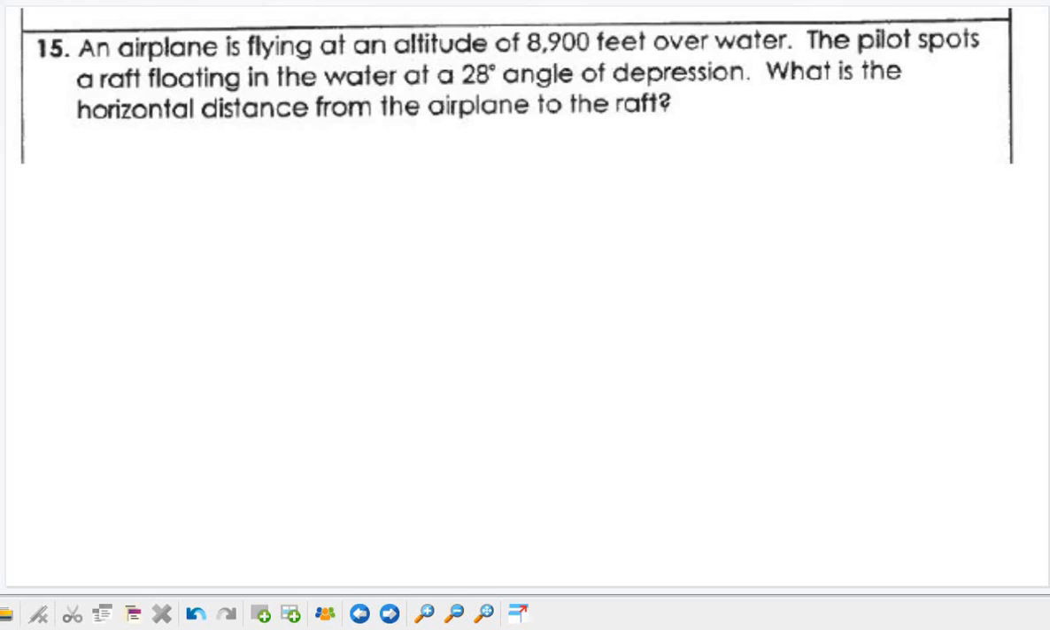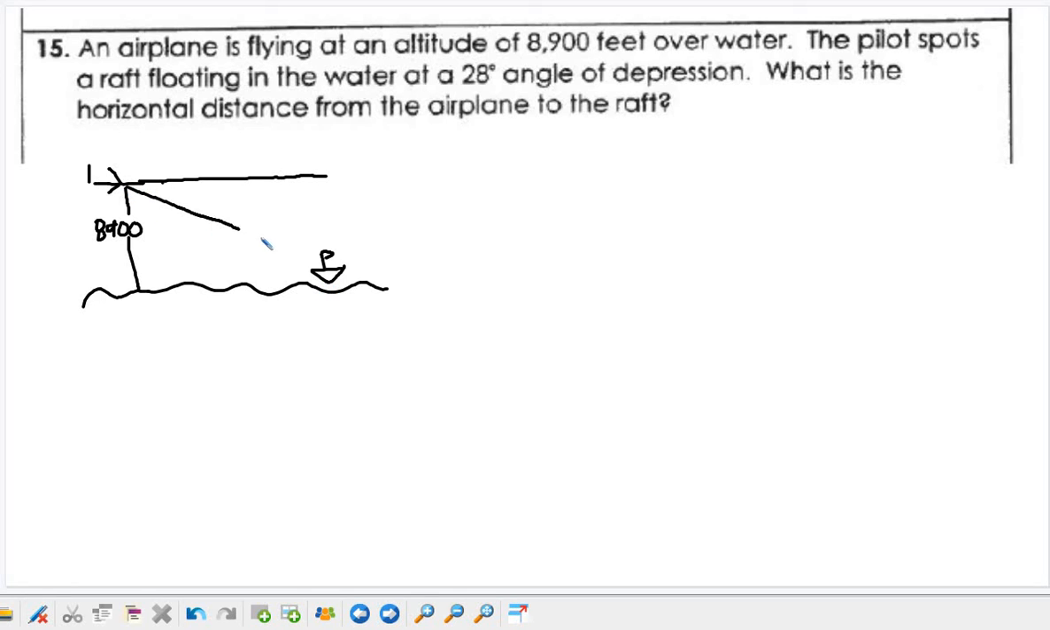Number 15. An airplane is flying at an altitude of 8,900 feet over water. So we have water. Here's my beautiful airplane. And I know this distance is 8,900 feet. The pilot spots a raft floating in the water at an angle of depression. So here's my horizontal. I'm going to draw a boat because I don't really know how to draw a raft. It's not just a rectangle.